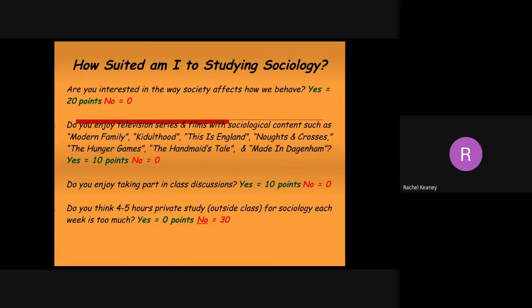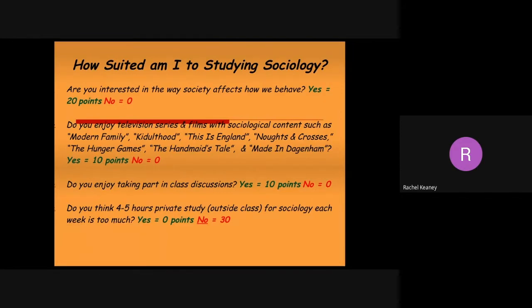Okay, second question. Do you enjoy TV series and films with sociological content? Things that you might have seen recently, things like Modern Family, Noughts and Crosses, things like The Hunger Games, for example, has a sociological content. The Handmaid's Tale, some of you may know about the book, as well as the TV series. Things like Made in Dagenham, Kidulthood, This is England. Those kinds of programs, are you interested in programs with sociological content? If you say yes, that's a 10. If no, it would be a 0.